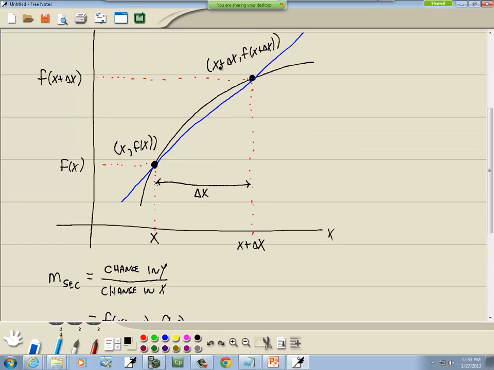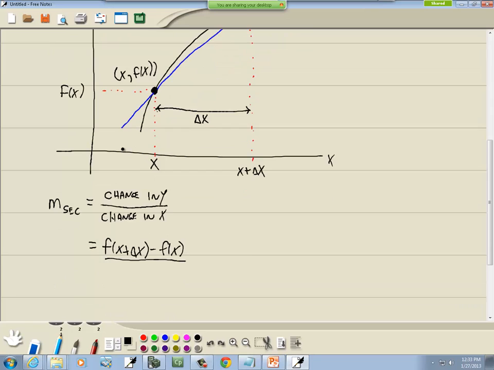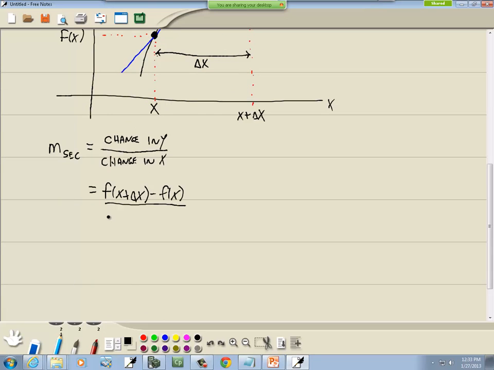And then our change in x. Well, this particular x part right here is x plus delta x, and this one is x. So I'll subtract them. I've got x plus delta x minus x, and x minus x cancels away, and you're left with delta x down below. So the slope of the secant line is f of x plus delta x minus f of x, all over delta x.